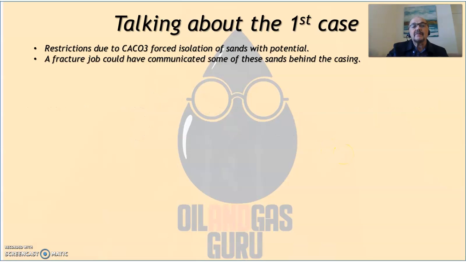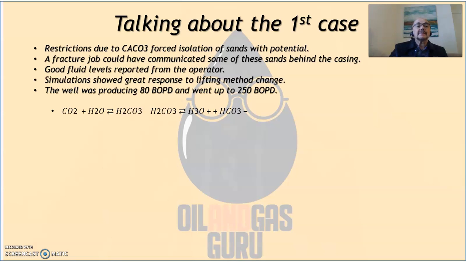The first case we're talking about is a case where, like I said, the reservoir started producing water, and the restrictions were starting to build up in the perforations, and we could see the water cut increase and the oil production being reduced. They used to do fracture jobs, I'm talking about a long time ago, and then they could communicate some of the sands behind the casing.